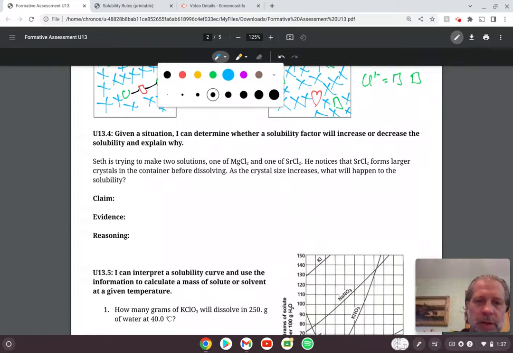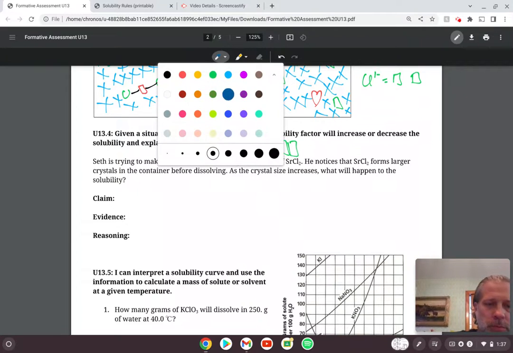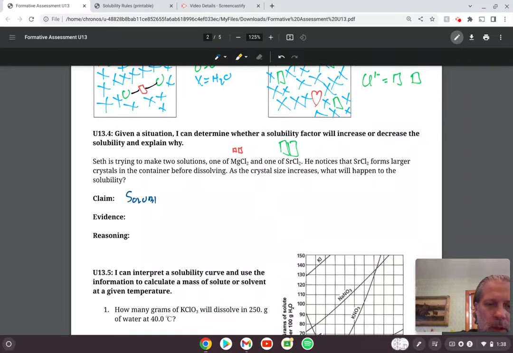So if we were to imagine this, magnesium chloride crystals would be like this size, and strontium chloride crystals would be like that size. So they're really, really big. So the claim would have to be, what's going to happen to the solubility? Will it increase or decrease? And in this case, the solubility will decrease. And the evidence for that is that we have larger crystals. We have a larger crystal size with the SrCl2.